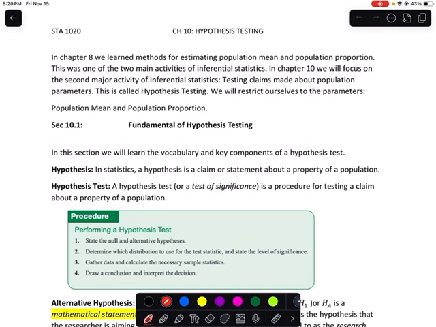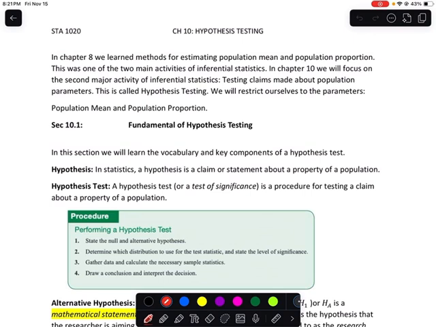So section 10.1 is about the fundamentals of hypothesis testing. In this section we will learn the vocabulary and the key components that we will need in future for a hypothesis test. So let's dig in. What is a hypothesis? In statistics, a hypothesis is a claim or statement about a property of a population. Okay?